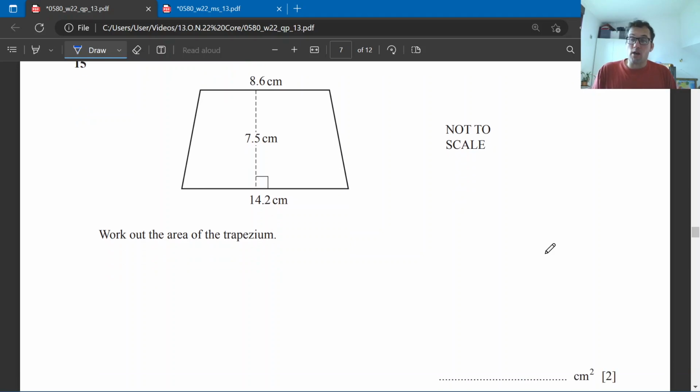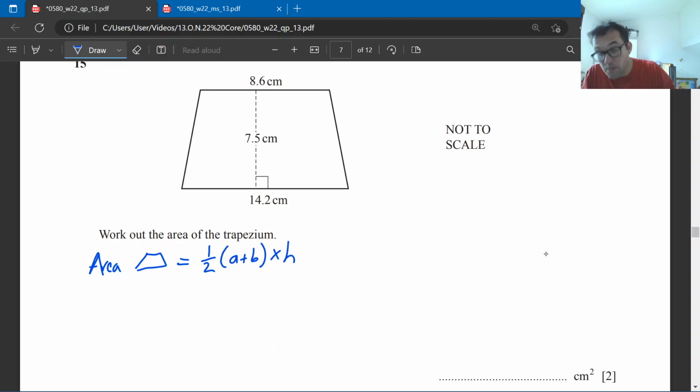Question 15. The area of a trapezium, the most forgotten formula in the history of school maths. What is the formula for the area of a trapezium? If you don't know this, write it on your forehead. Find a way to remember it. It's half a plus b times the height. Perpendicular height. Alright, what does it mean?